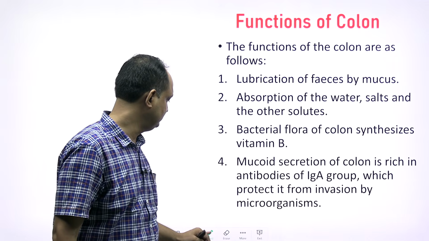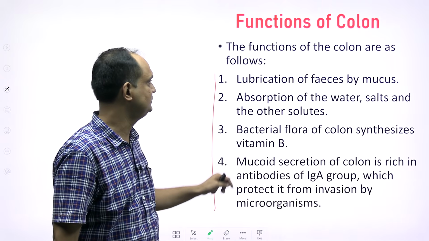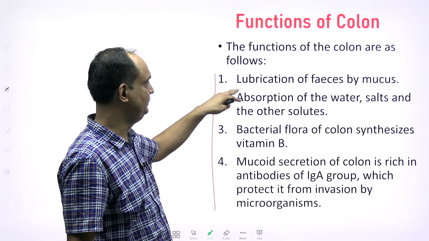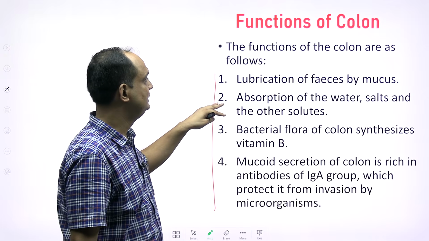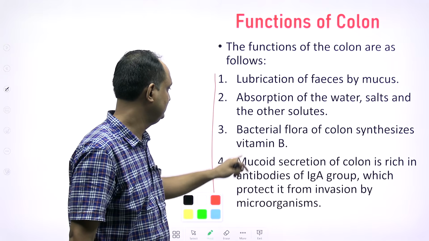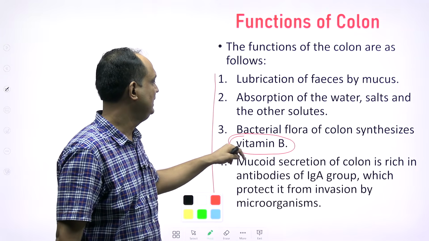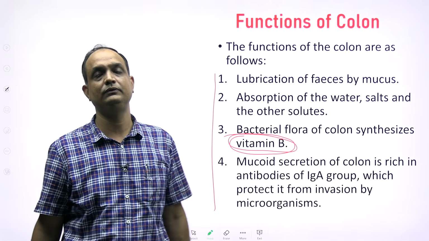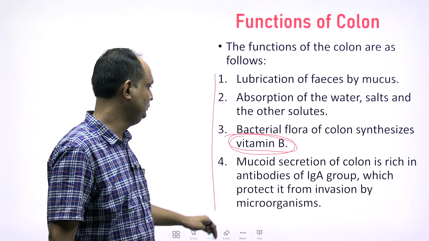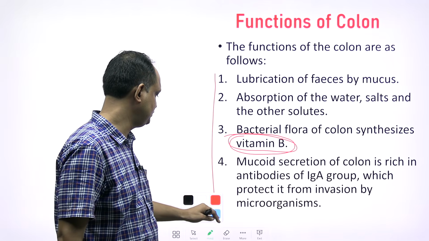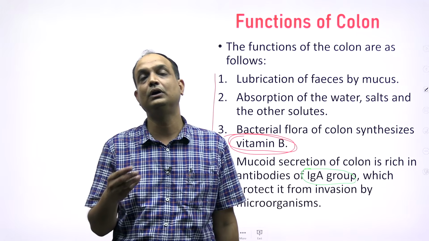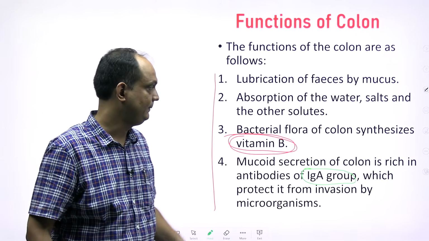Now, what are the functions of the large intestine? There are very basic functions. The feces need lubrication, and this is provided by the large number of mucus glands. There is absorption of water and salt. An important thing is that normal flora are present, and they are responsible for the synthesis of vitamin B in the colon. Lastly, the mucoid secretion of the colon is rich in antibodies, particularly of the IgA group, and it is helpful in the local immune system of your large intestine.